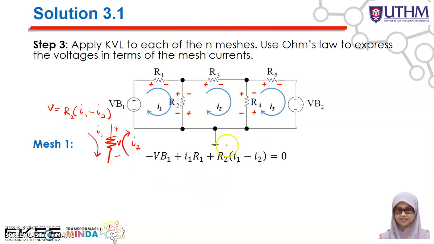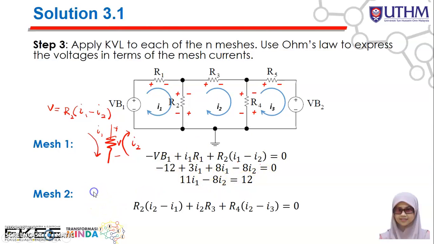And then after that, you can substitute the values of VB1, R1, R2, R3, and so on. So here I have negative 12 plus 3I1 plus, R2 is 8 ohm, so 8I1 minus 8I2. And then after that, we can further simplify the equation. 3 plus 8 is equal to 11I1 minus 8I2. Negative 12, I bring to this side, so I have 12. So this is considered as my first simultaneous equation.